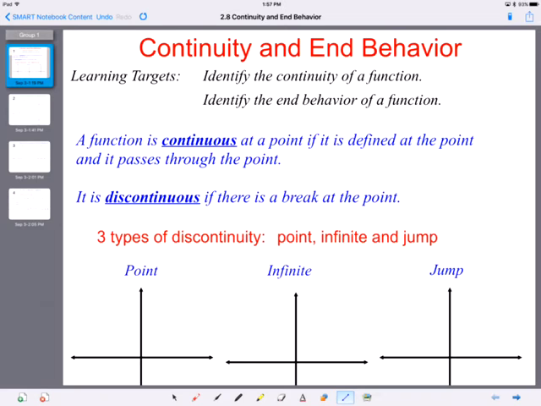First thing, what is continuity, or when a function is continuous, what does that mean? At any point, if it is defined at the point and it passes through the point, then the function is continuous. It is discontinuous if there is a break at the point. So anytime there's a break that occurs in the graph, then it's going to be discontinuous. That could be a point, it could be a vertical asymptote, or the third one, a jump discontinuity. So there's three types of discontinuity that I'd like to talk about.